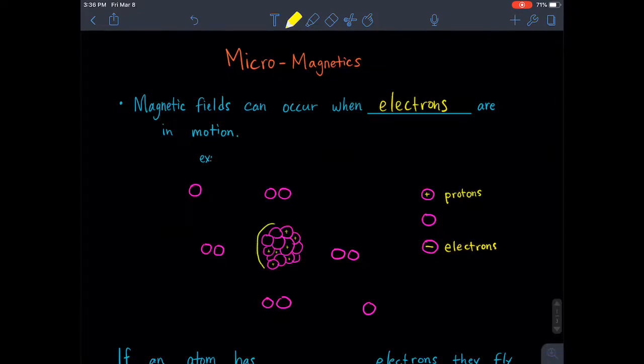So if I draw a circle around this, this is what we would call the nucleus of the atom. You can see it's all positives, and then some of them don't have charges. Well, those are what we would call neutrons because they're not positive or negative. They have a neutral charge.